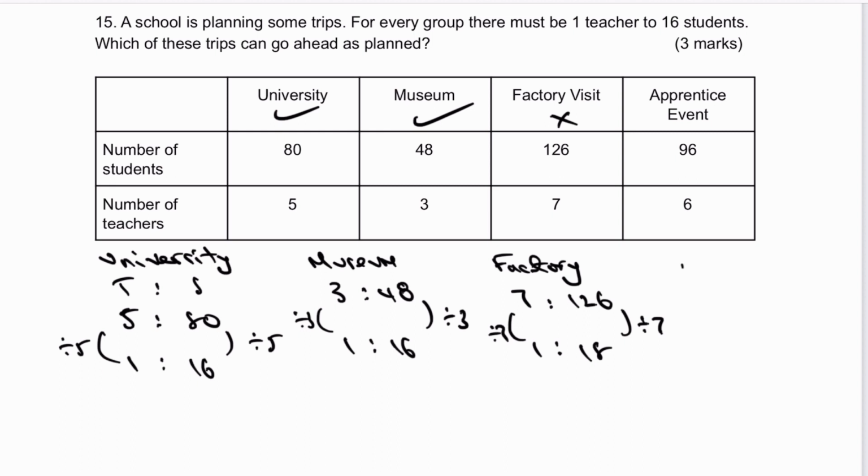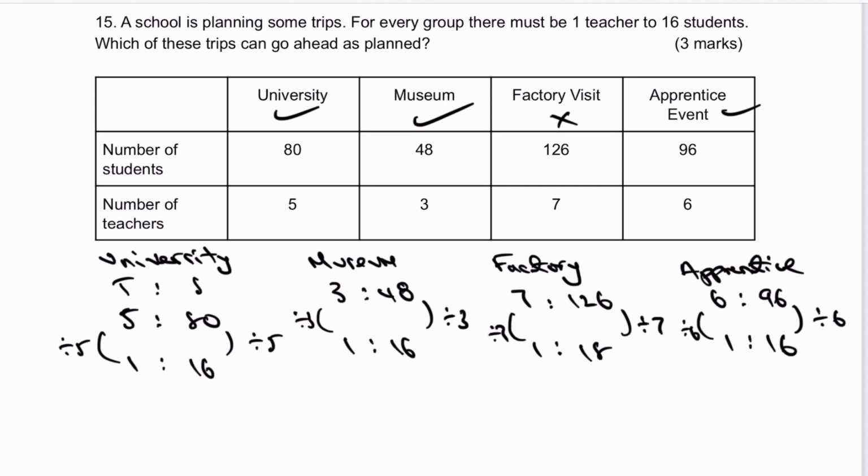Let's look finally at the apprentice event. Okay, so the apprentice event is going to be a ratio of 6 to 96. Divide that through by 6, I get 1. Divide that through by 6, I get 16. So actually the apprentice event can go ahead.